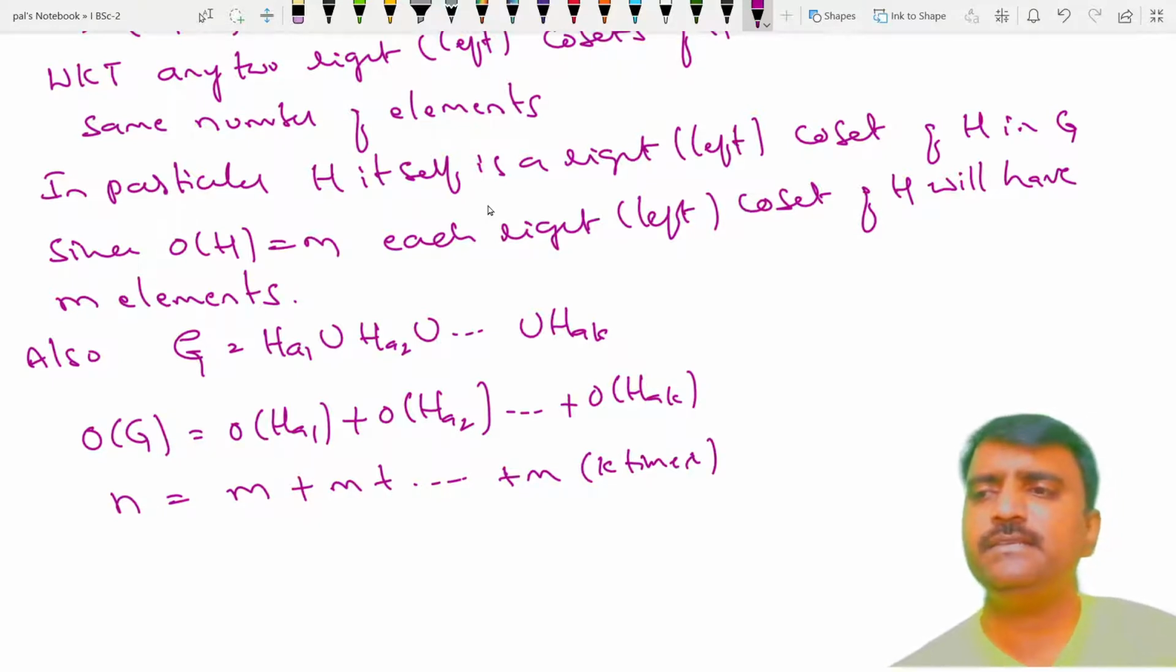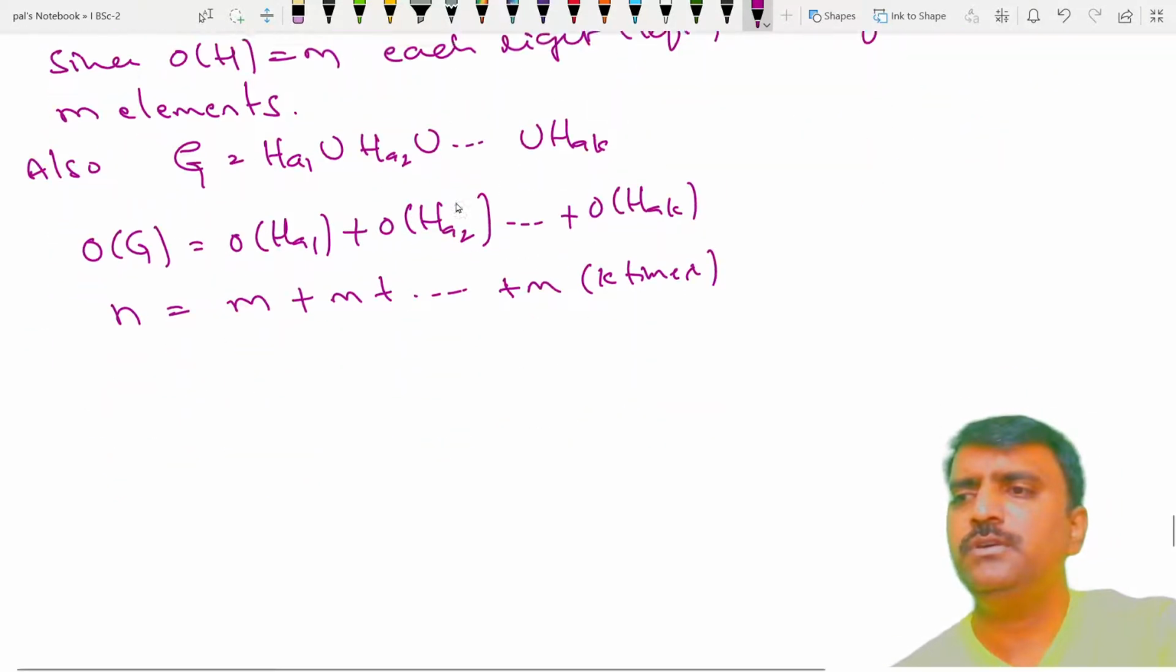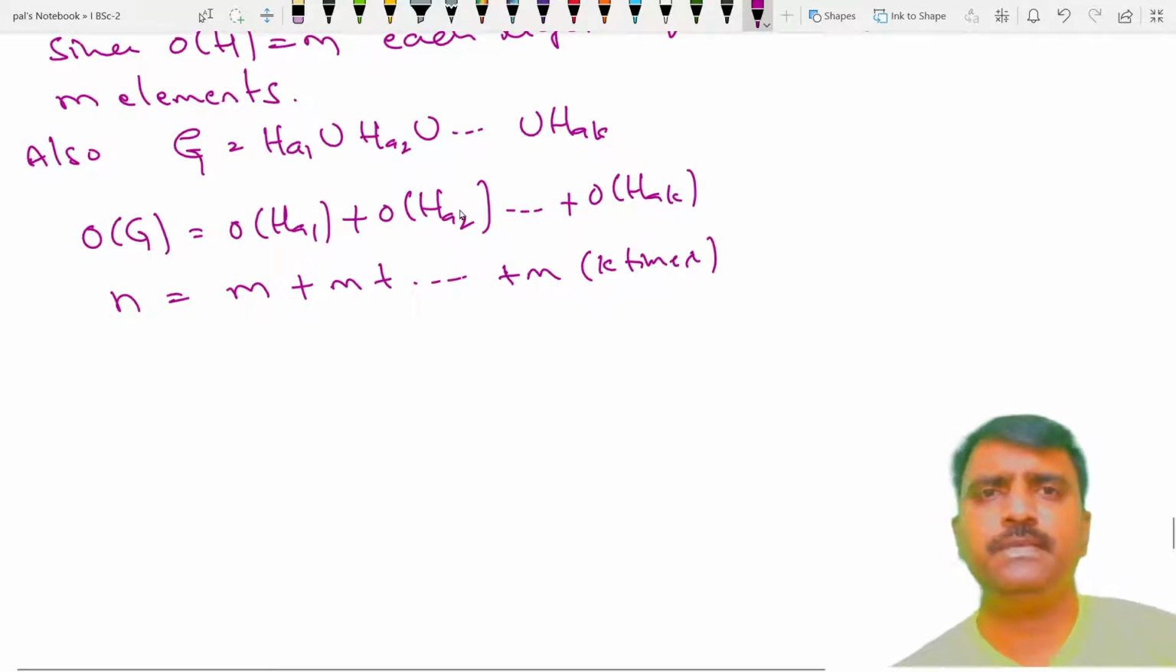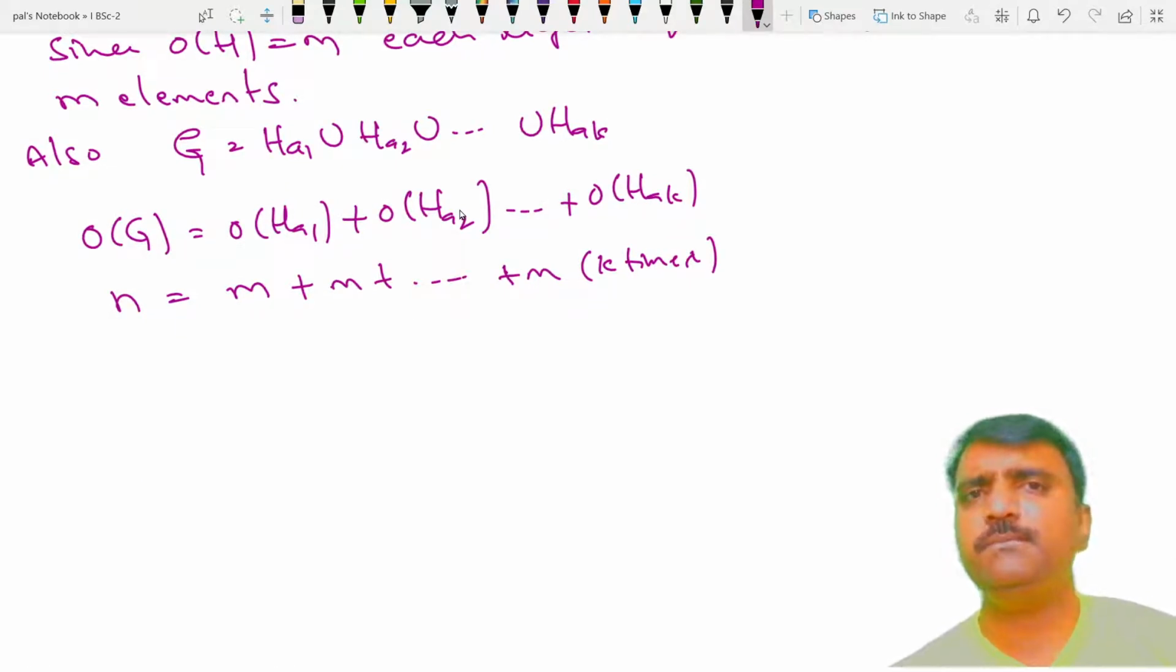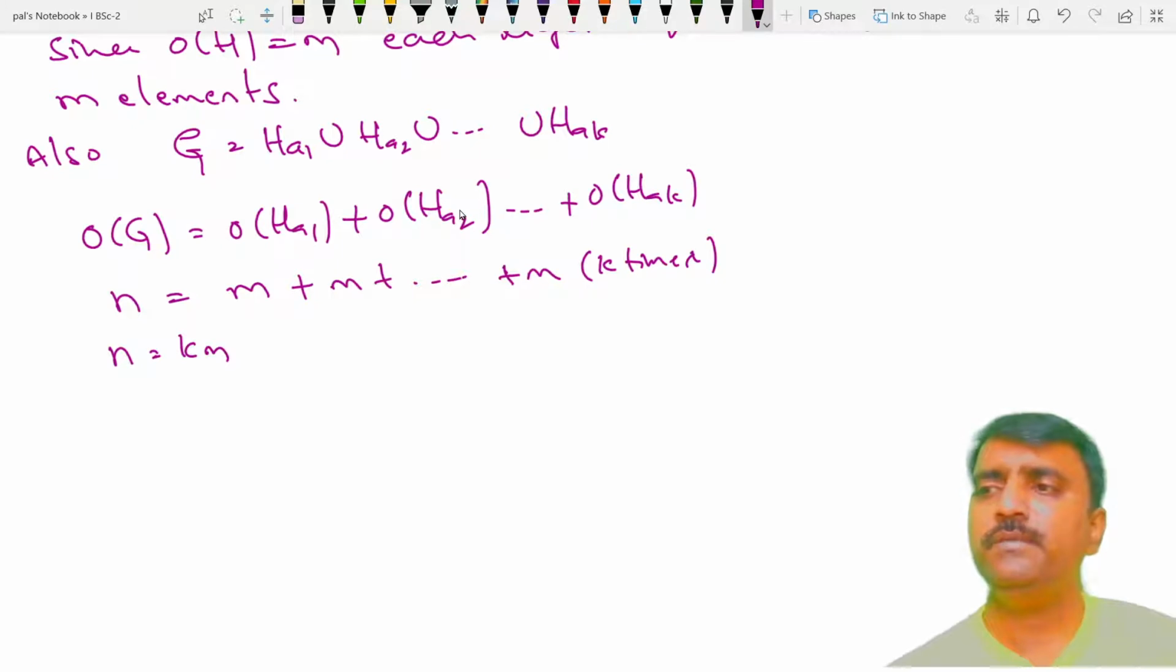K times you write the m. So m plus m is 2m, m plus m plus m is 3m. Like that, m plus m k times means it is km. That is n is equal to km. So n, the order of G, is a multiple of m, which means that definitely m divides n.